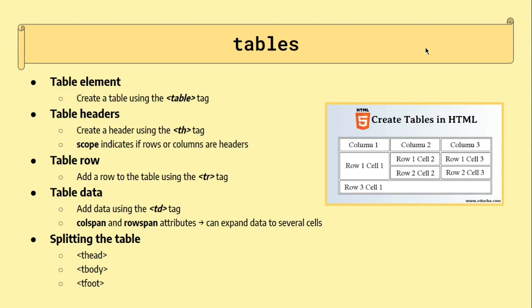The tr tag is used to add rows to the column, while the td tag will insert data into the individual cells. If you want a certain table data to span the rows or columns, use the colspan or rowspan attributes. We can also split the table up into 3 sections using the thead, tbody, and tfoot tags. These tags are short for header, body, and footer.